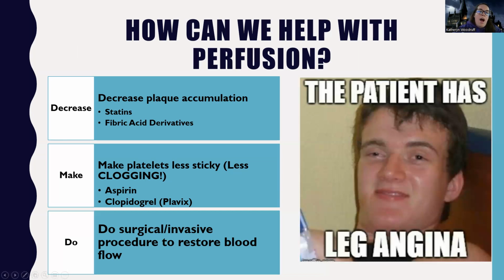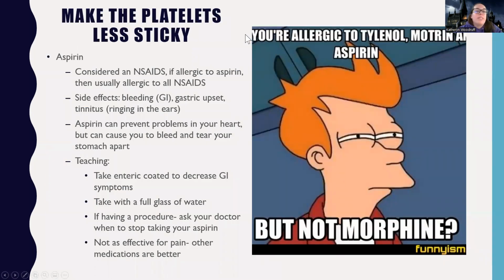The other things we can do to help with perfusion is there are surgical or invasive procedures to restore blood flow as well. So let's make the platelets less sticky. One of the meds that you're going to see given is what is known as aspirin. Aspirin is really commonly used for patients that have cardiovascular disease. Depending on how severe their blockages are, they're usually given a prophylactic dose, like 81 milligrams. And this helps to prevent them from being so high risk for clogging or having these cardiac events.